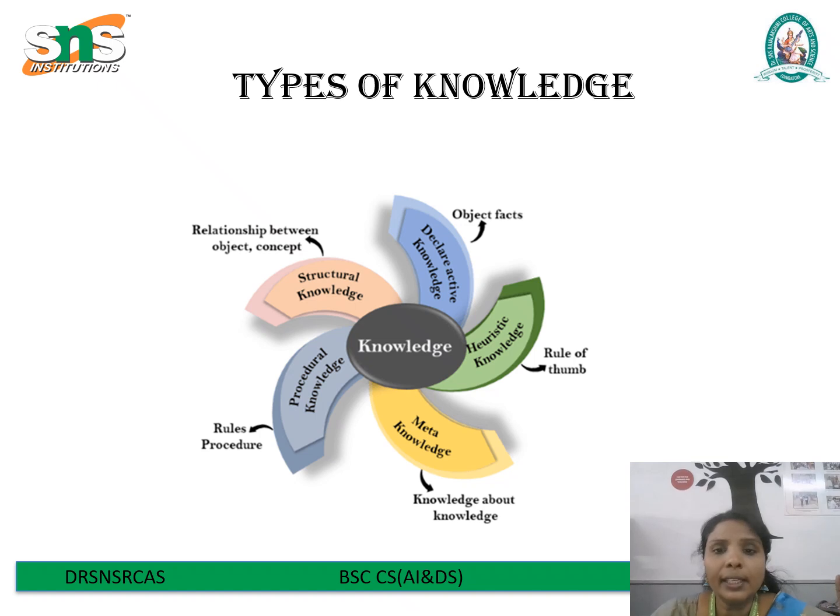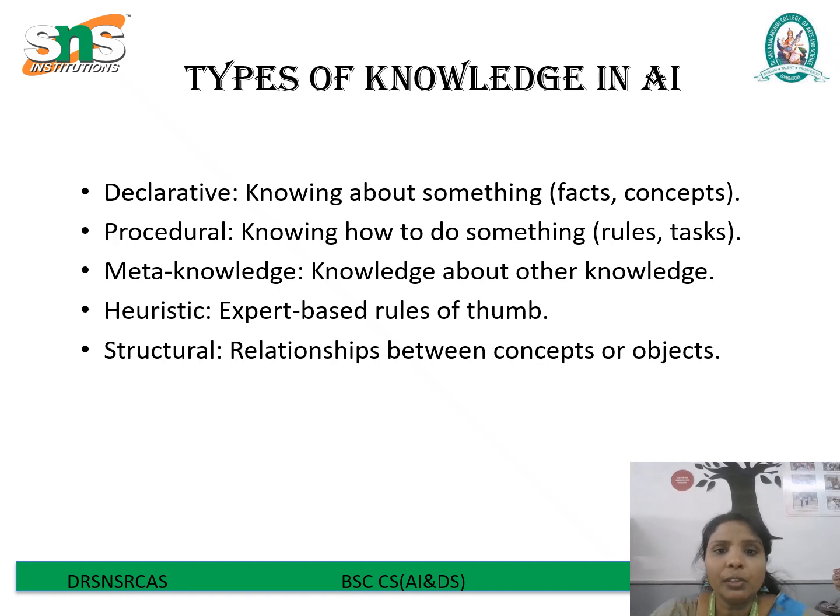Next, we see the types of knowledge. There are 5 types of knowledge. The first one is declarative knowledge, then heuristic knowledge, meta knowledge, procedural knowledge, and structural knowledge. We will see them one by one. Understanding the types of knowledge in AI is essential to understand the different types of knowledge that machines must handle to make intelligent decisions. The first one is declarative.